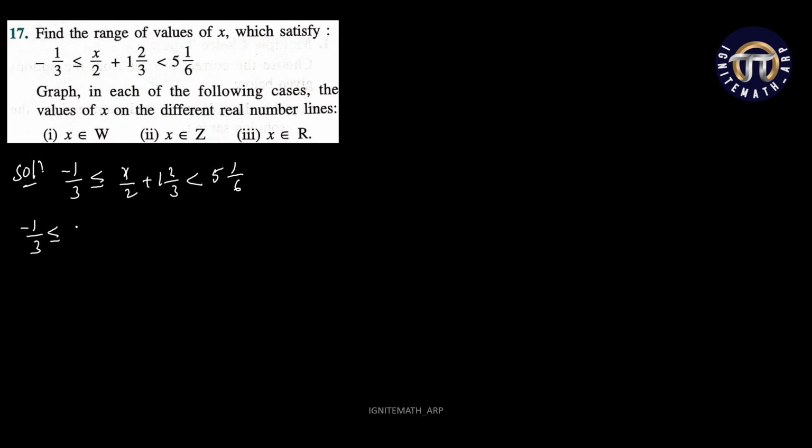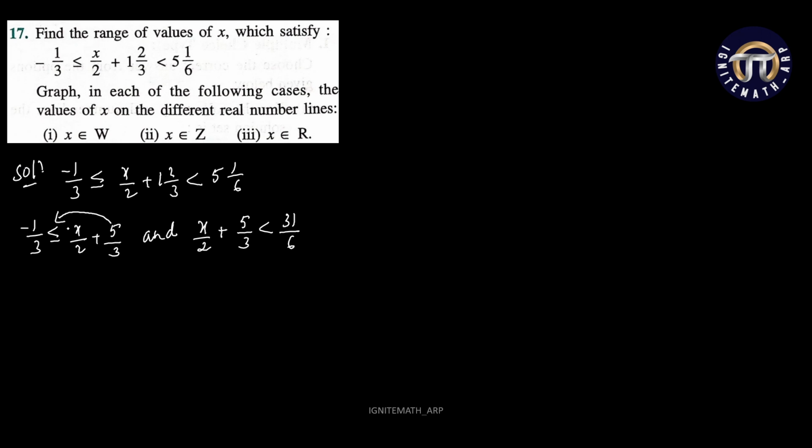Minus 1 by 3, then x by 2 plus of, can I directly write this one as 5 by 3 because 1 into 3 is 3, 3 plus 1 is 5. And only in this case you should write it as and x by 2 plus of again 5 by 3 smaller than, this can be written as 31 by 6. Okay, right, now I'll concentrate on only this part.